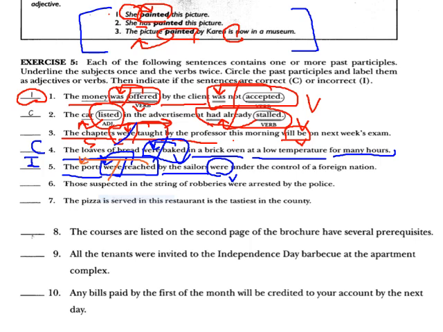Fine. Number 6, those suspected in the string of robberies were arrested by the police. Fine. Let's see. Those is the subject. Suspected, ed alone, okay, without verb to have or verb to be. Here it is an adjective describing those. Okay, fine. So we should continue reading the sentence in order to make sure that it contains a verb.